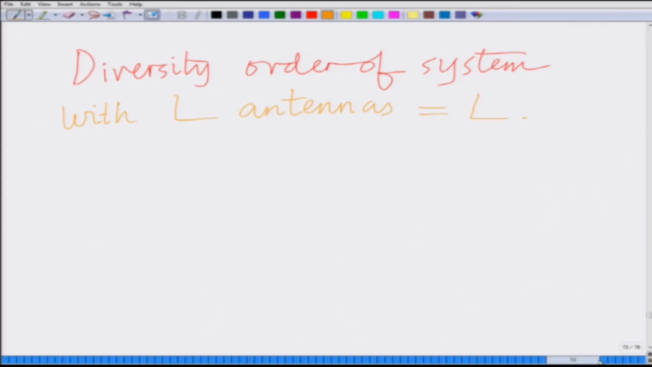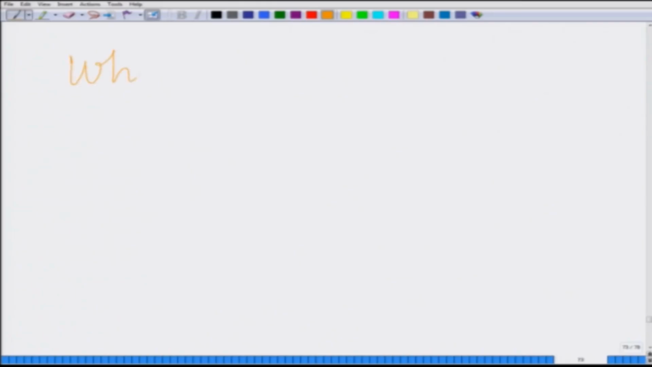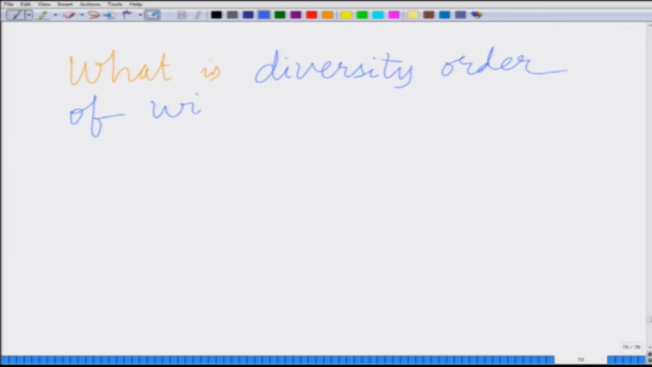Now, let us look at another interesting scenario and let us look at the diversity order of the AWGN or the wire line channel. What is the diversity order of the wire line system? Let us ask this question, what is the diversity order of the wire line system or the simple AWGN channel.